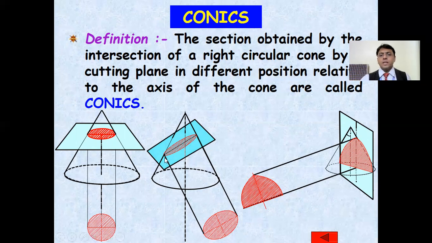Same cutting plane, if it is inclined to the axis and it cuts both the extreme generators, the outcome is going to be an ellipse. The remaining cut surface, if we see it with respect to its plane surface, is an ellipse as an outcome.